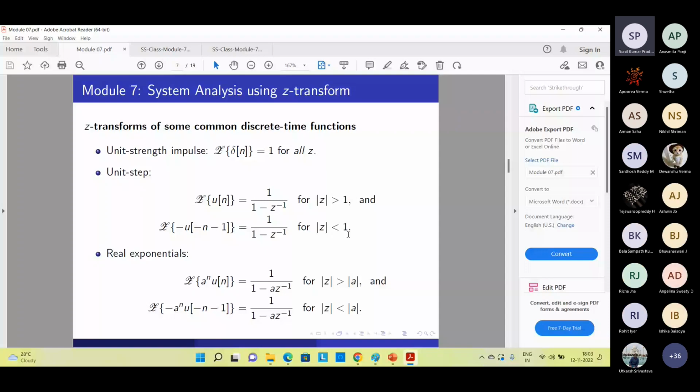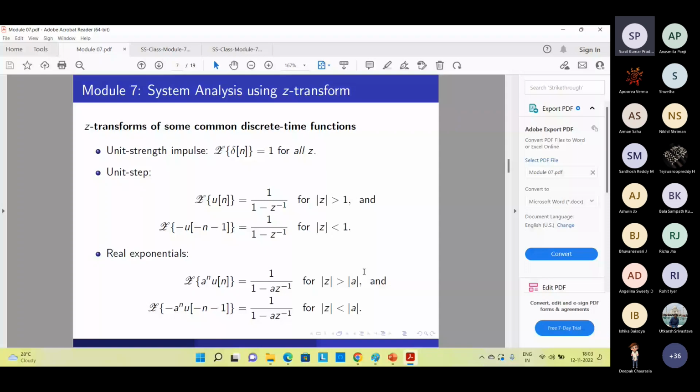Similarly, there are some other important functions like a to the power n u of n, which we just described. It will be 1 divided by 1 minus a z inverse for mod z greater than mod a. And the Z transform of minus a to the power n u of minus n minus 1 will be 1 divided by 1 minus a z inverse. In this case, it is mod z less than mod a. So a to the power n u of n is a causal sequence, but minus a to the power n u of minus n minus 1 is an anti-causal sequence. So you should remember the Z transform and its corresponding region of convergence.